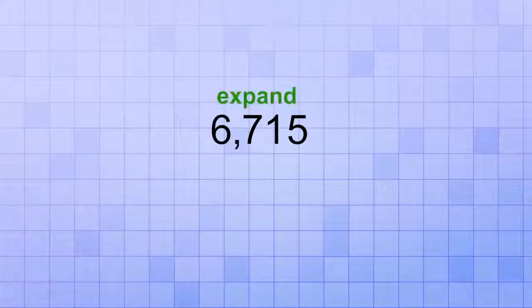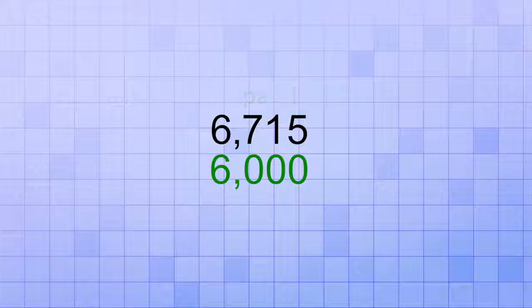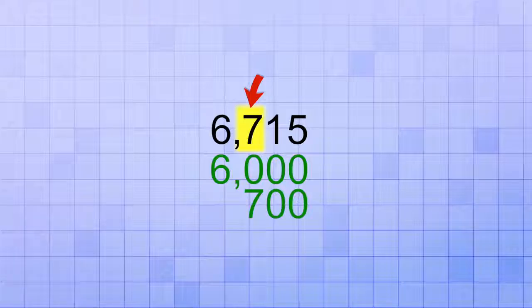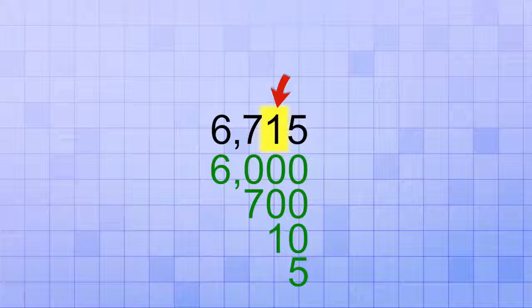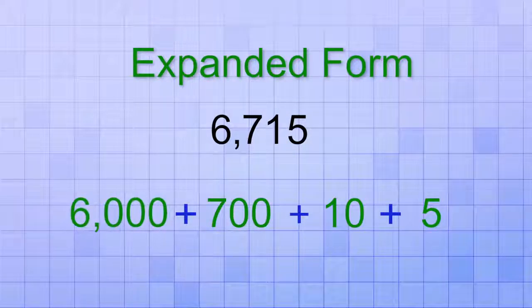6,715. We can expand this into 6,000 because the 6 is in the thousands place, plus 700 because the 7 is in the hundreds place, plus 10 because the 1 is in the tens place, and 5 because the 5 is in the ones place. So the expanded form is 6,000 plus 700 plus 10 plus 5.